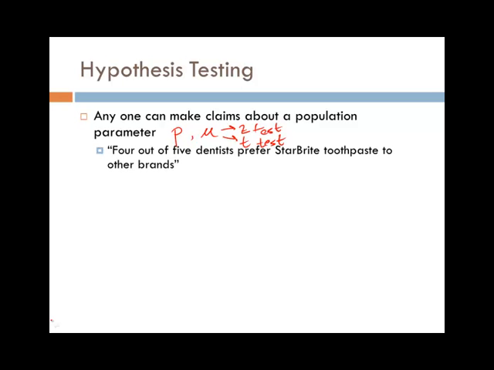Four out of five dentists prefer Starbright toothpaste to other brands. 4 out of 5 is 80%. Okay, so that means that the population proportion of dentists that prefer that toothpaste is 80%. Fewer than 1% of dogs attack people unprovoked. P is less than 1%.